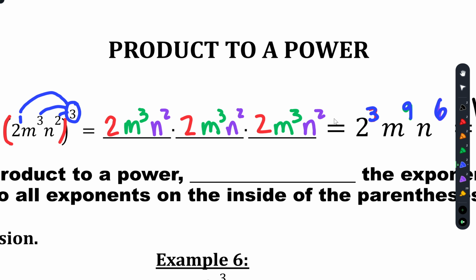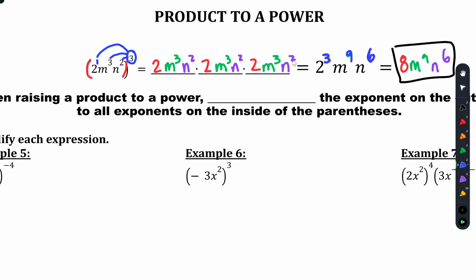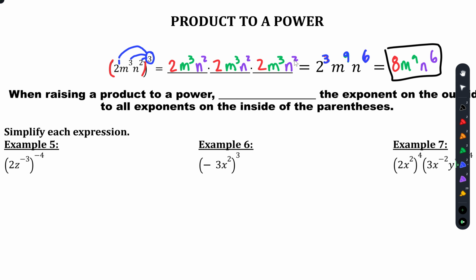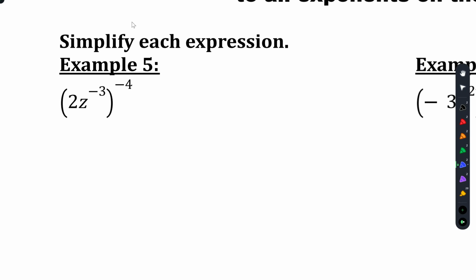So let me zoom out to this rule. When raising a product, multiple bases, to a power, you distribute the exponent on the outside to all of the exponents on the inside. The key part here is we're going to have to make sure that we get every single base inside those exponents. So let's look at example 5. This is where I'm going to ask you guys, how many bases do you see here?